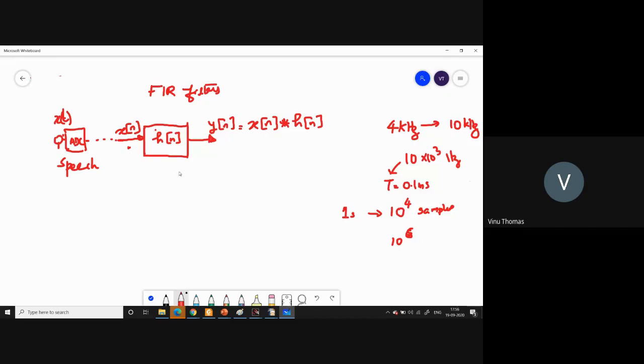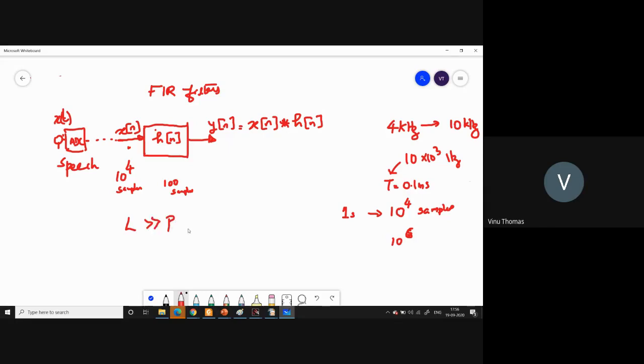And the length of h of n, so let us say you have 10 raised to 4 samples here. That is just for 1 second. And the length of the filter would be in the order of around 100 samples. So you see that the length of the signal is usually much larger than the length of the filter, right? So the length of the signal L is far greater than the length of the filter.